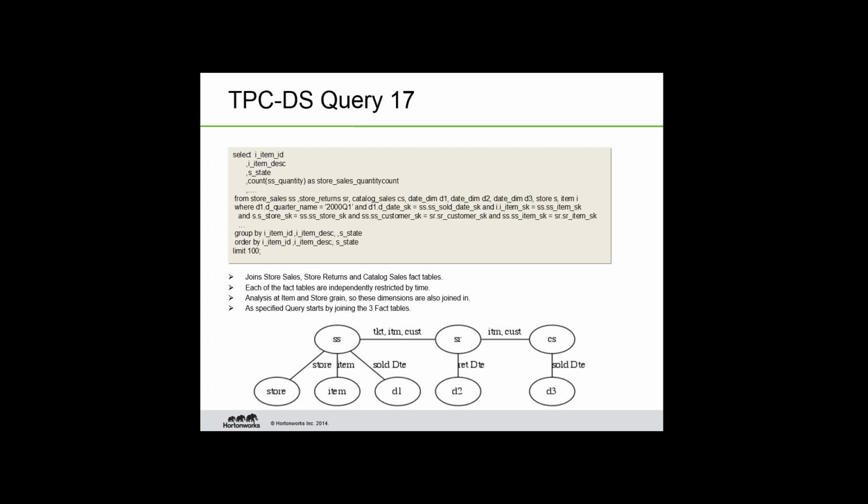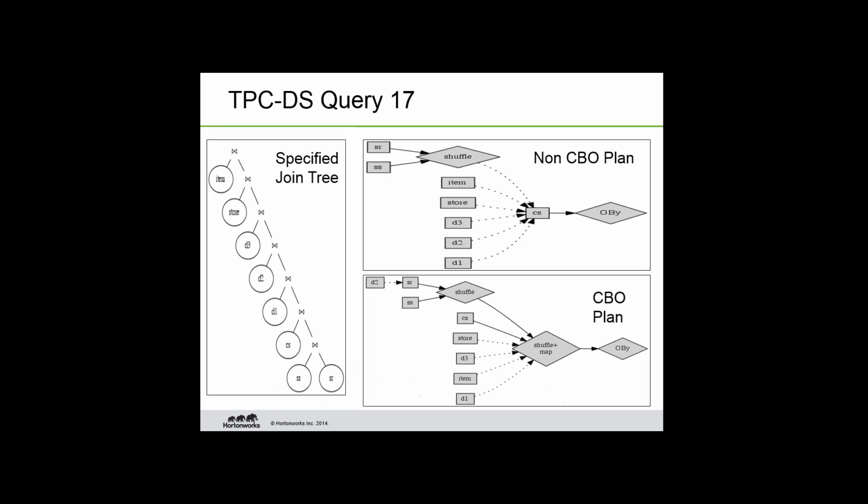Then analysis for each item and the store grain, so that dimension could also be joined in, and the specific query started by joining the three fact tables, which was a cumbersome approach in terms of processing time, execution time, and scaling of data, because when we are working over a tremendous amount of data, the processing gets very slow. So from this initial approach, we moved to the new CBO plan, which is a cost-based optimization plan.